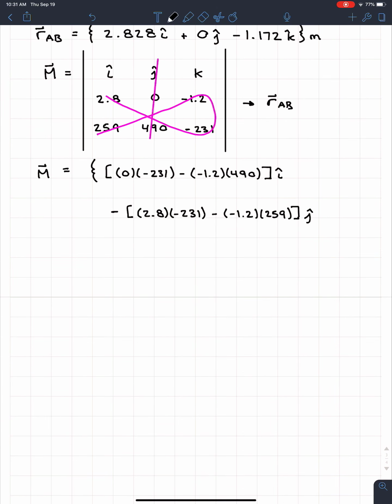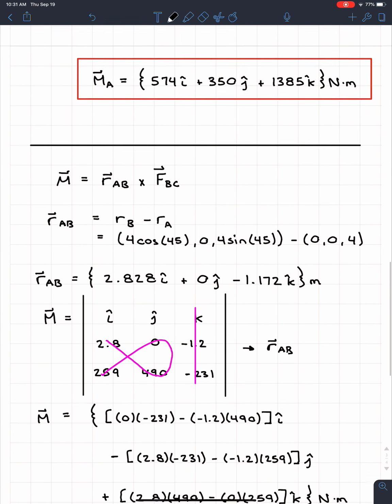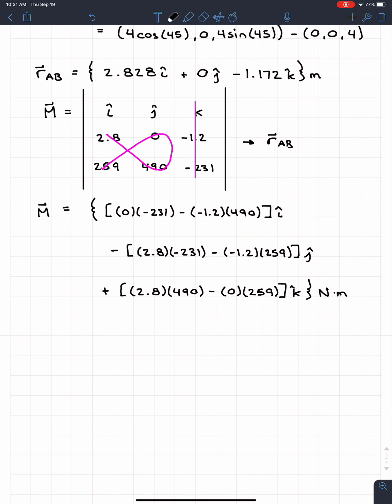And then finally, we can do the K component, which is positive. It's only the J component that's negative. So I'm just going to erase the previous fish, go to my last fish. Interested in K, so let's get rid of everything in K. We'll do the quick fish, and what we have is 2.8 times 490 minus 0 times 259. And that is in the K direction. So I can end the bracket now, and this of course will have units of Newton meters. I just have to make sure I put Newton meters above.